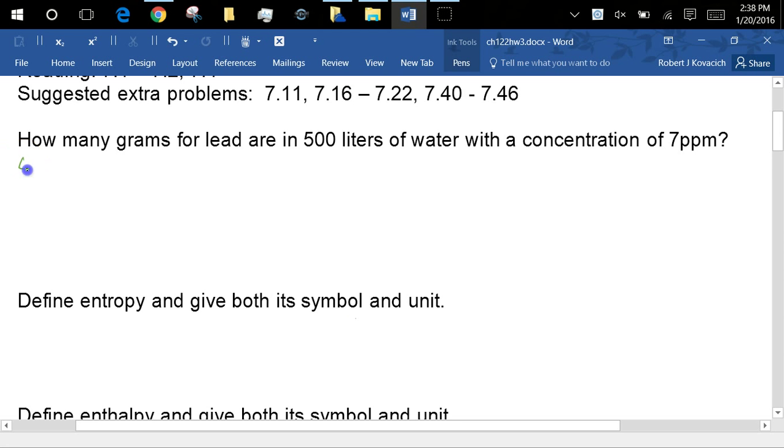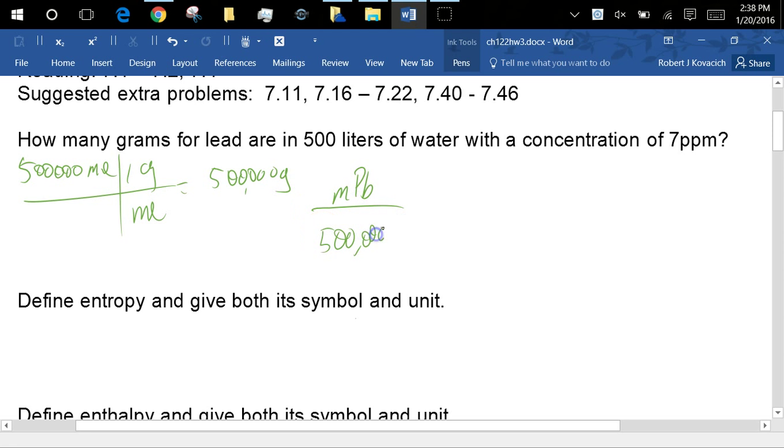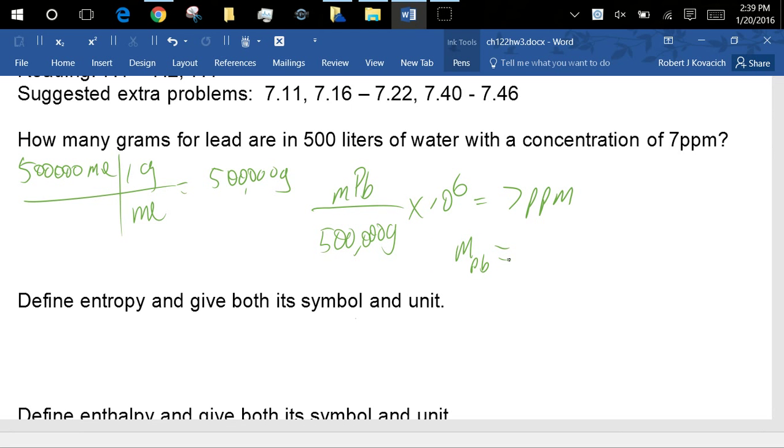So you're going to have 500,000 milliliters, and then the density is 1 gram per milliliter, so you end up with 500,000 grams. And so I don't know what my mass of my Pb is, but I know that this is 500,000 grams, and times 10 to the 6th equals 7 parts per million. So then the mass of my lead is going to be, what is that? 7 times 500,000 divided by 1e6. So 3.5 grams of lead.